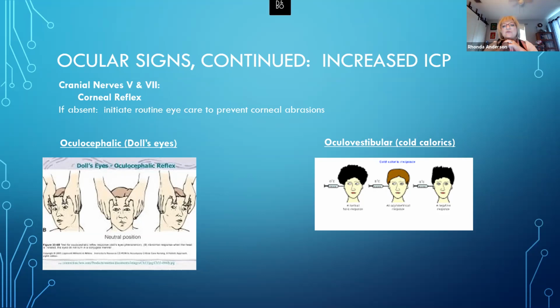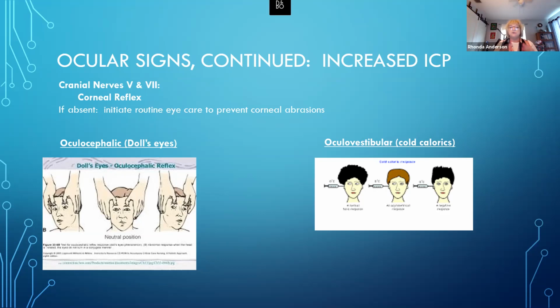We also can do 2 other tests if the patient is unconscious. If they're conscious, they'll override these. But if they're unconscious, and especially with the doll's eyes, if there's no cervical injury, we can do the doll's eyes or oculocephalic test. These are tests that are also done at the bedside to assess for possible brain death.